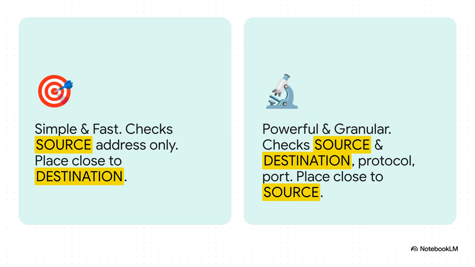Extended ACLs, though, they're the heavy hitters. They check everything: source, destination, protocol, even port numbers. That means you can get super specific, so you put them as close to the source of the traffic as you can to stop it early.